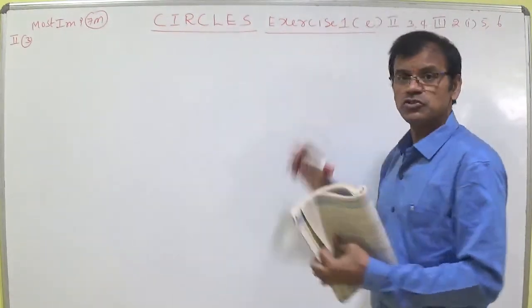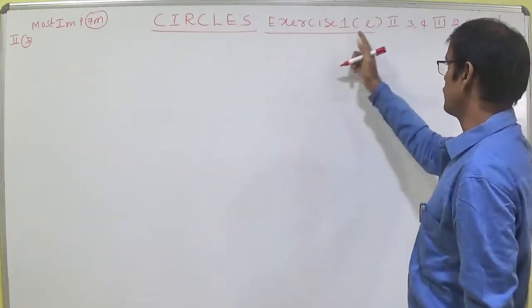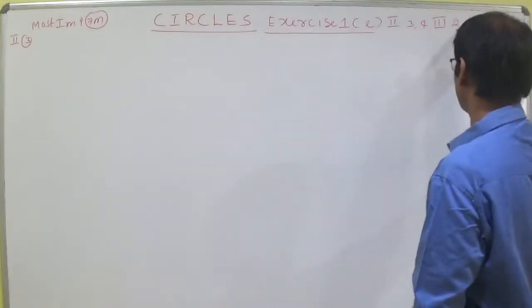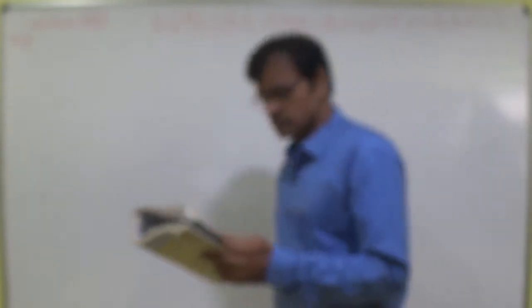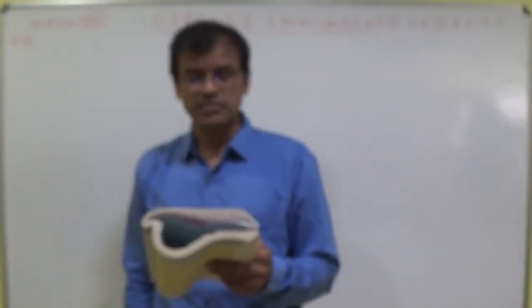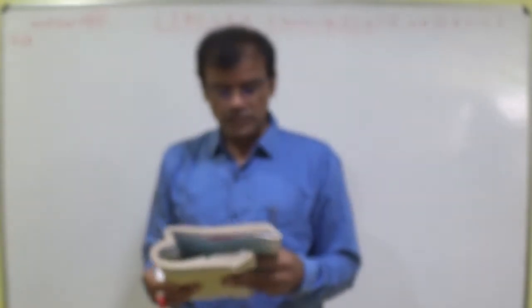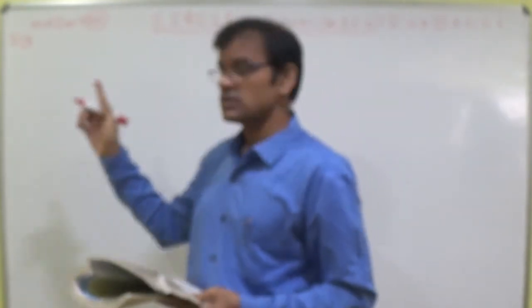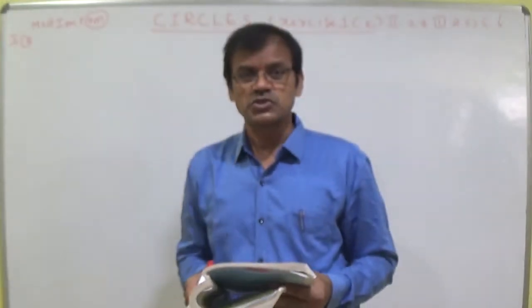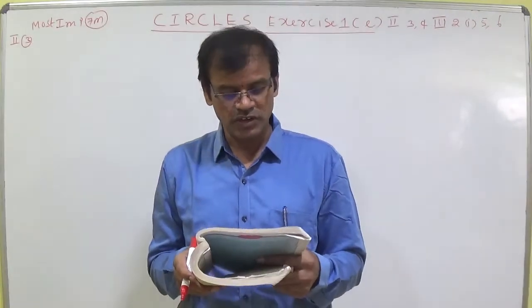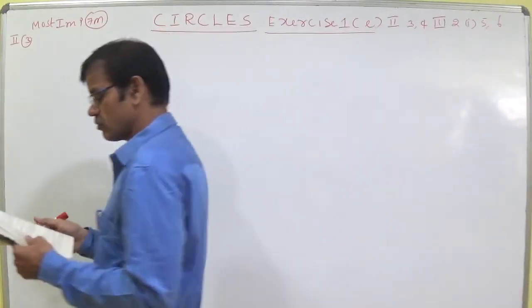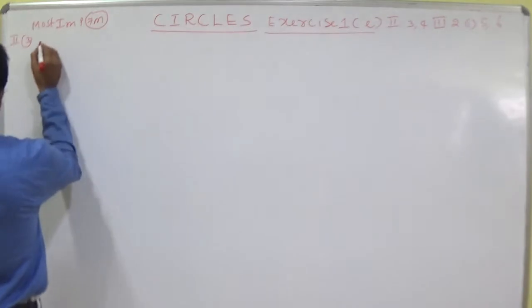Here I had written the schedule. Circles exercise 1E, Roman number 2, 3, 4, Roman number 3, 2, 1 and 5, 6. If we complete these sums, we can say that circle chapter will be finished. So let us discuss the most important 7 mark question. This is the heart of the question of the circle chapter. Very important question. 7 marks question. Let us discuss about the sum.